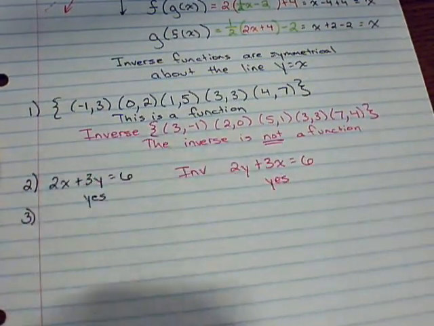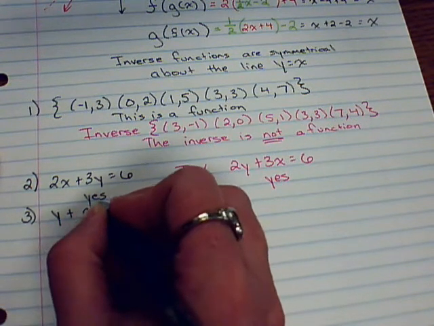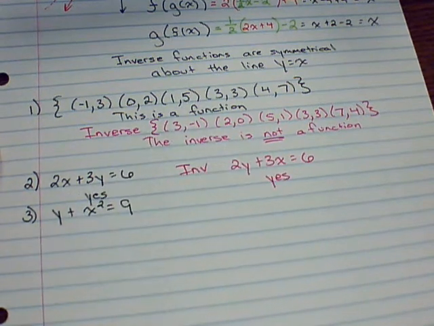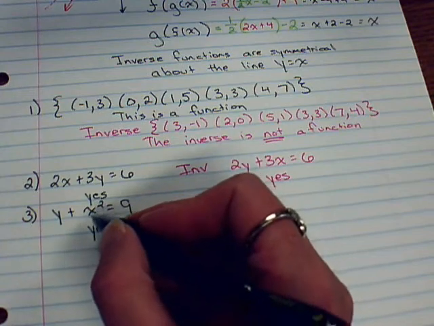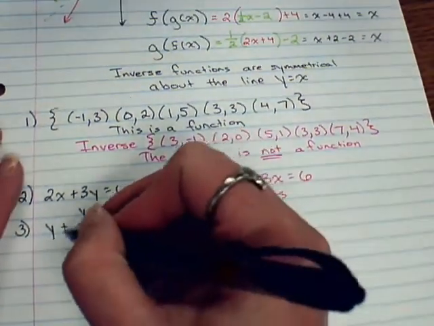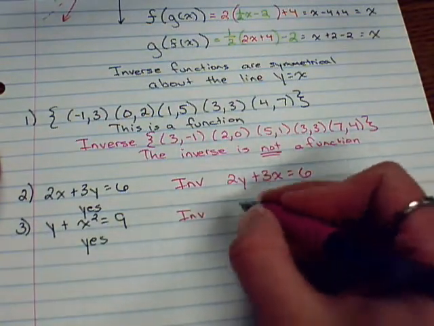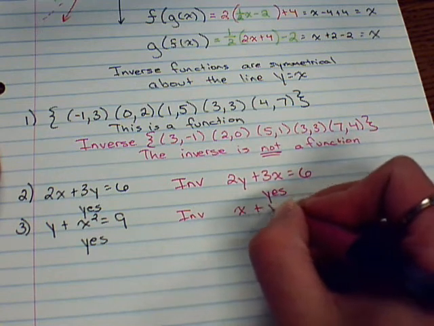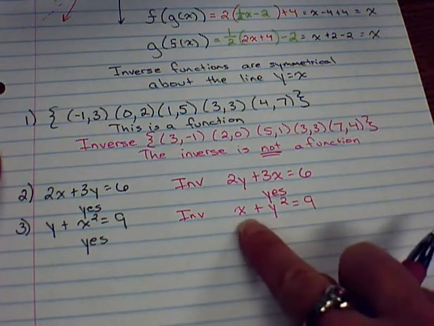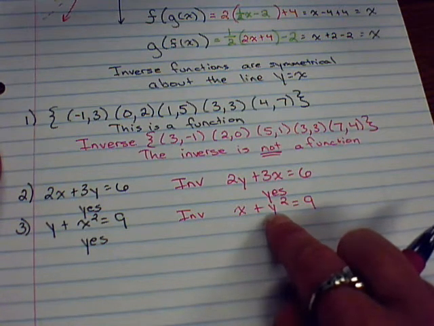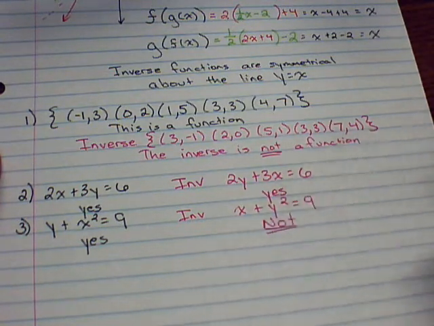You know, I'm going to have to put one that's not, right? y plus x squared equals 9. Is that a function? Yes. Even though I'm squaring the x value, I still only get one y back. But let's look at the inverse. The inverse would be x plus y squared equals 9. Now, for each x value, I would get 2 y's, so this would be not a function.